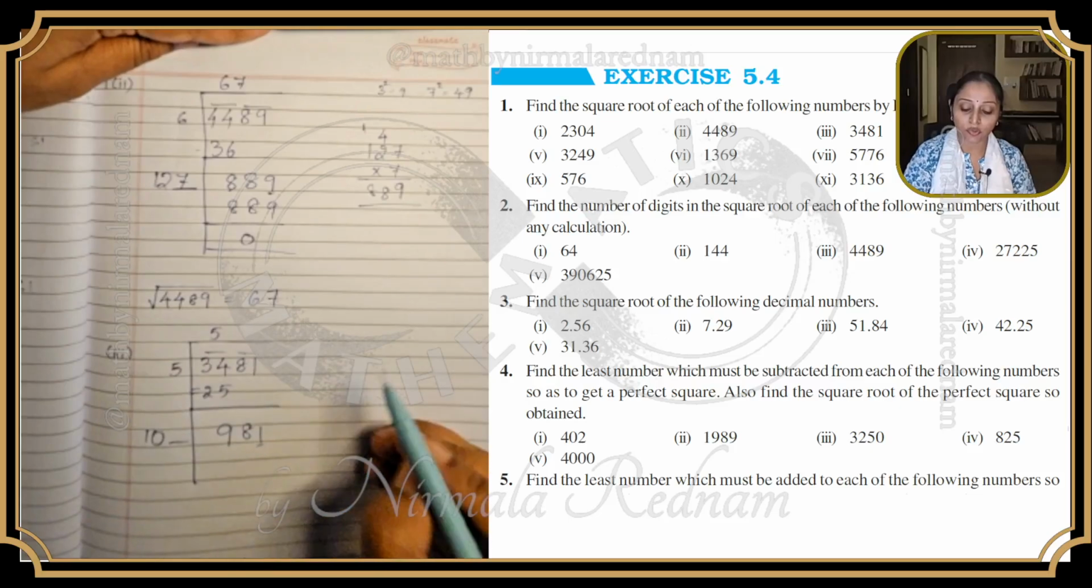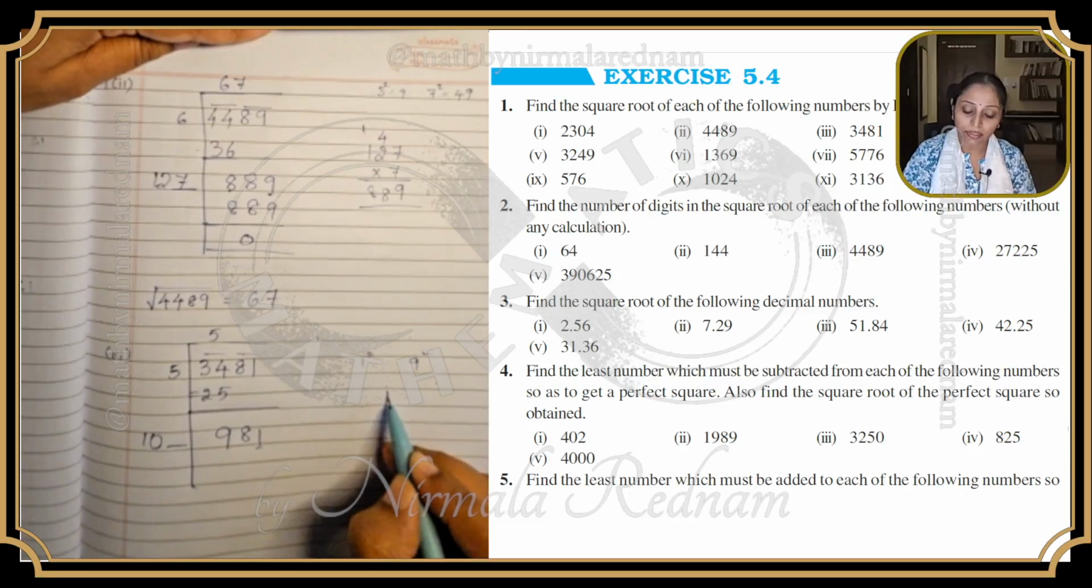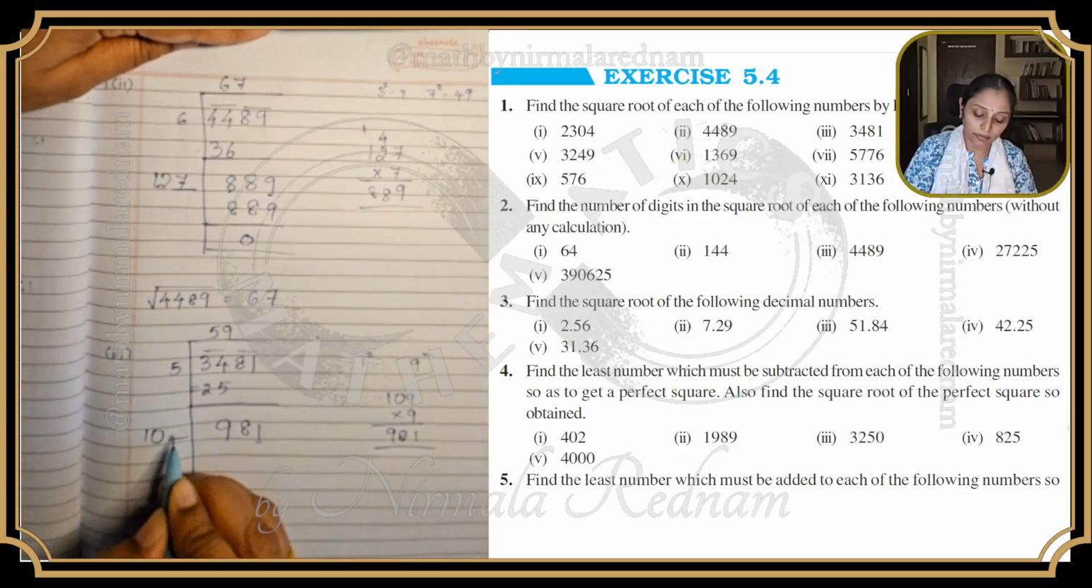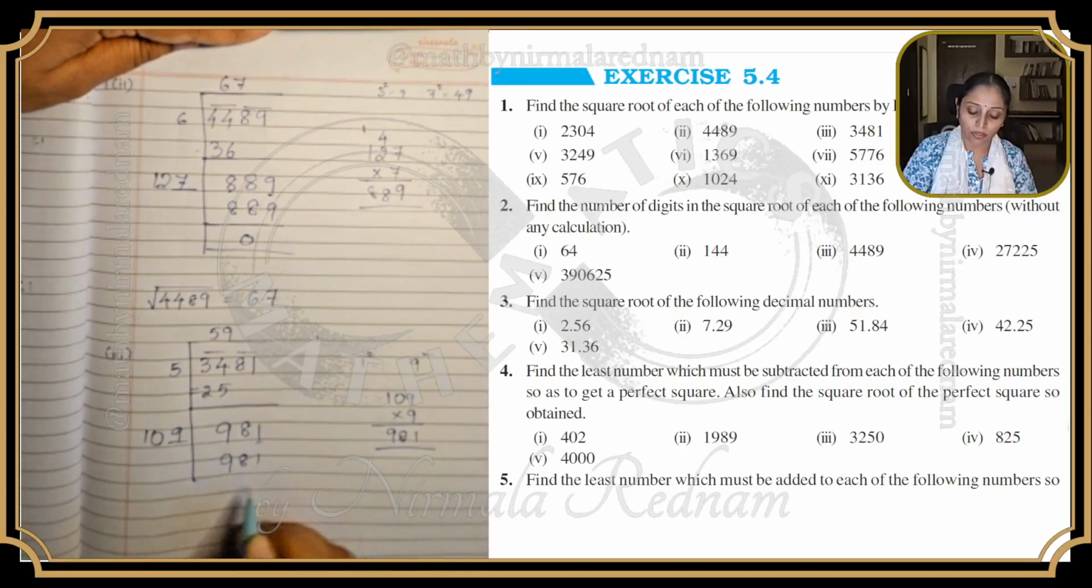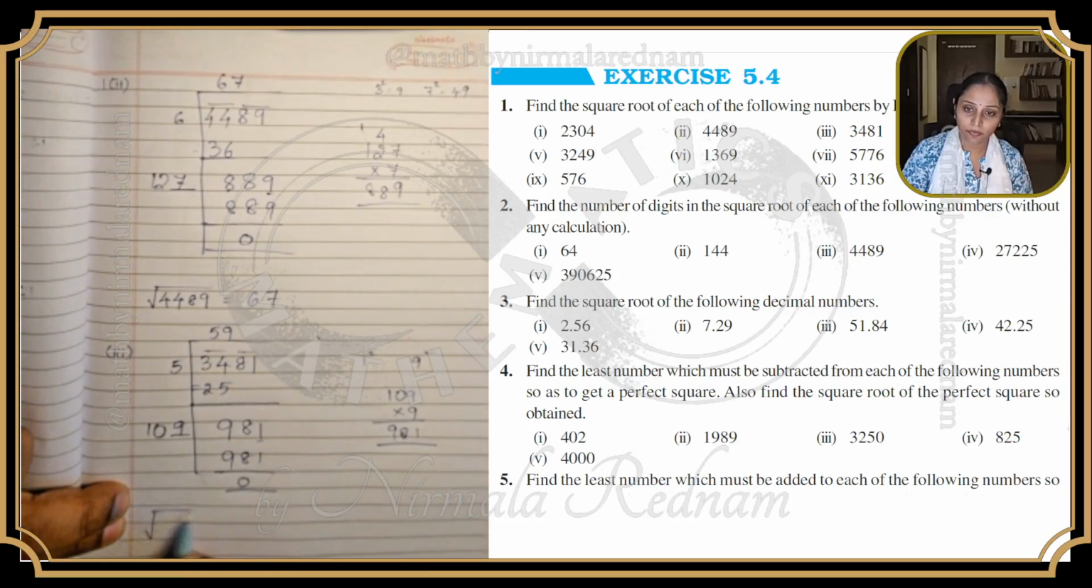Again, look at the 1. So it's either 1 square or 9 square. Clearly it's not 1. So I'm going to check 9 and it's going to work for me. So I have 9 here, 981. So that is my square root. The square root of 3481 is 59.